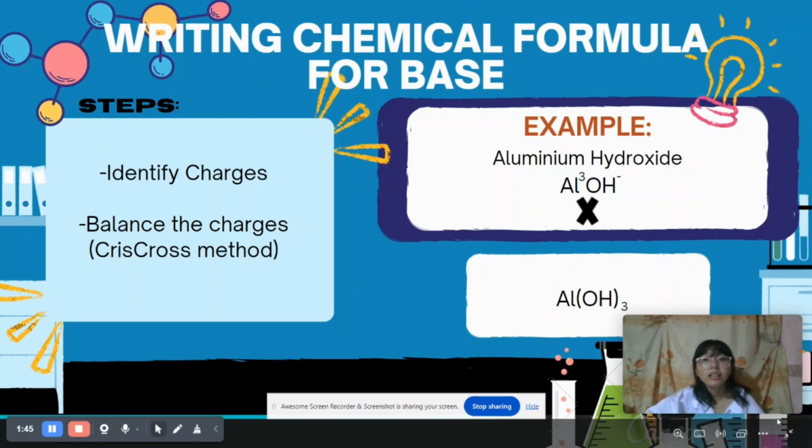How to write a chemical formula for a base? There are 2 steps. The first step is to identify charges and then balance the charges by the crisscross method. So here we have an example, aluminum hydroxide. Aluminum has a positive 3 charge, and then OH or hydroxide has a negative charge. So when we crisscross this, the 3 positive charge of aluminum will become the subscript of OH.